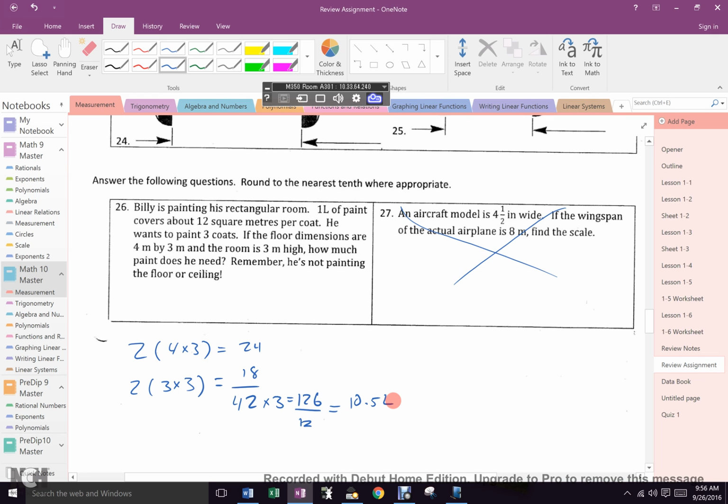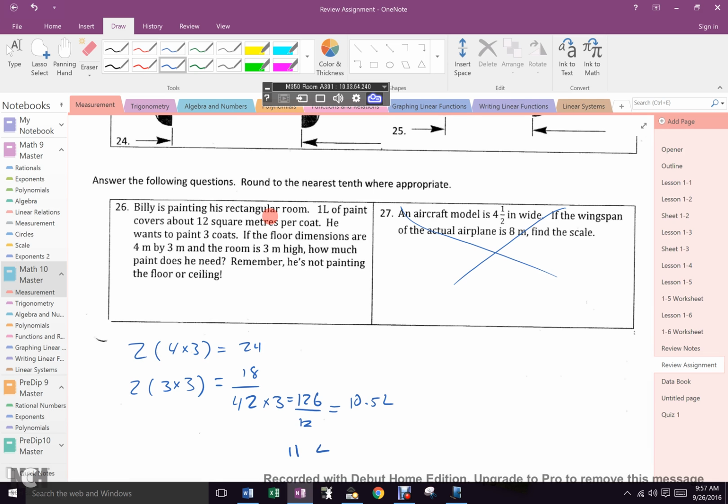Cool? Now, I will accept 2 answers here. The question specifically says, how much paint does he need? It does not say how much paint he needs to buy, does it? So if you have 10.5, you get your mark. But I will also accept 11 liters if you assume the paint comes in 1 liter jars. Picking up what I'm putting down? So you would round that up.